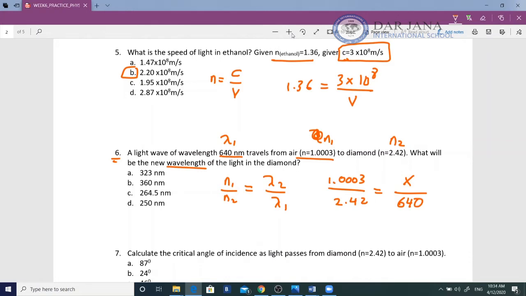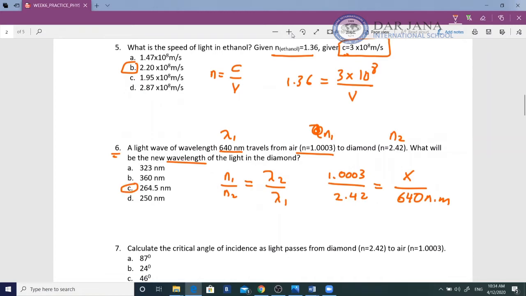640 nanometers. That's another unit for wavelength. So the answer will be 640 times 1.0003 over 2.42. It's 264.5 nanometers.